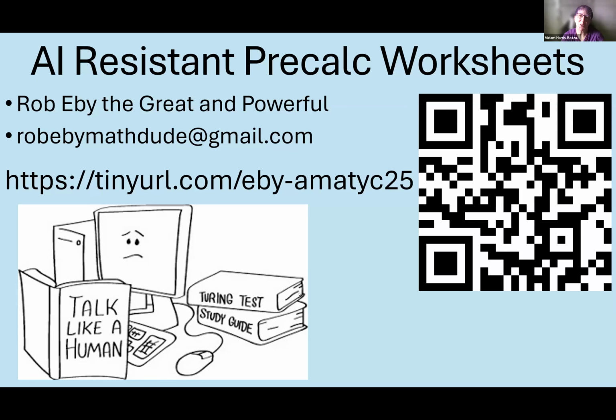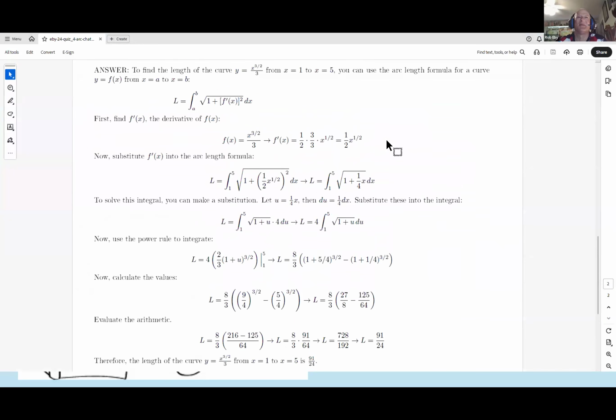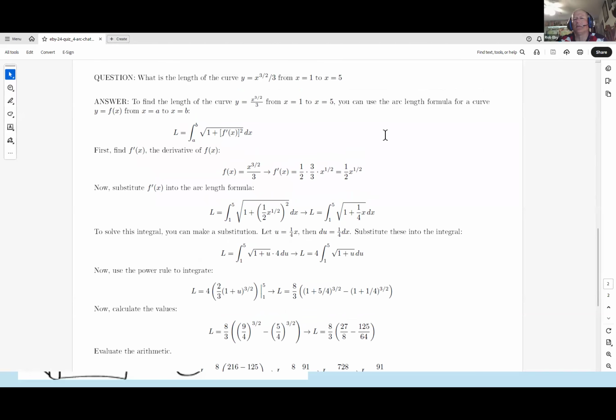Now, I just wanted to mention something I liked on that arc length problem that you showed. That's a good one for testing whether they have some number sense, because I noticed, without following all the details, the answer comes out to less than 4, and you're going from x equals 1 to x equals 5. So there's no way the arc length can be shorter than a straight line. I think that's a really good one to use to see if they understand the basic concepts, right? Because 91 over 24.